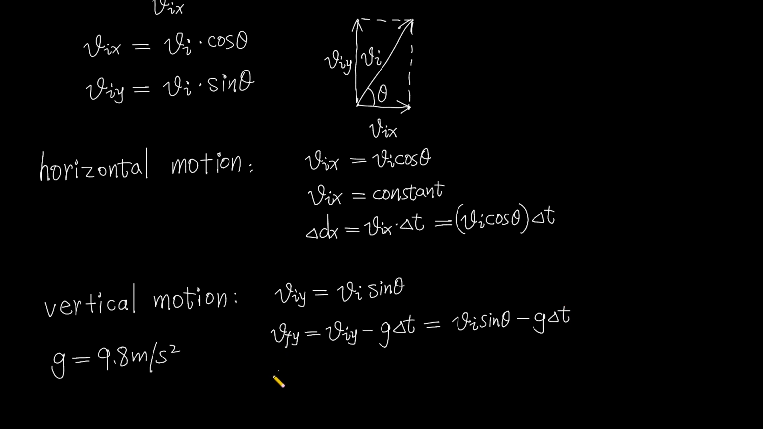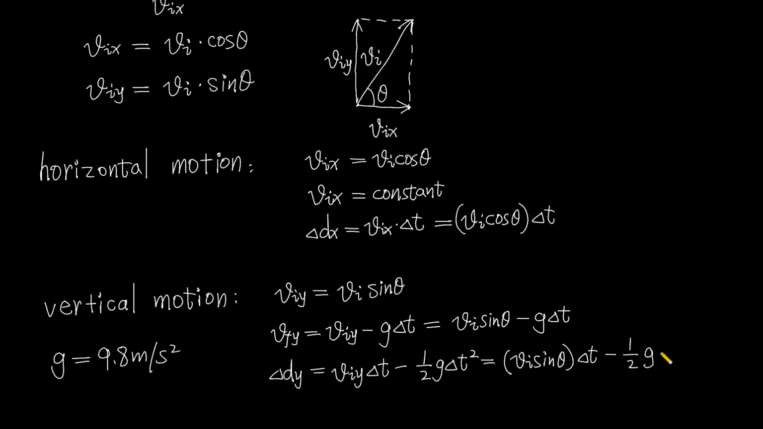And the vertical displacement just equals the initial velocity for vertical motion multiplied by delta t minus 1 over 2 g multiplied by delta t squared, and because the initial velocity for vertical motion is the initial velocity multiplied by sine theta, here it is initial velocity multiplied by sine theta multiplied by delta t minus 1 over 2 multiplied by acceleration multiplied by delta t squared.